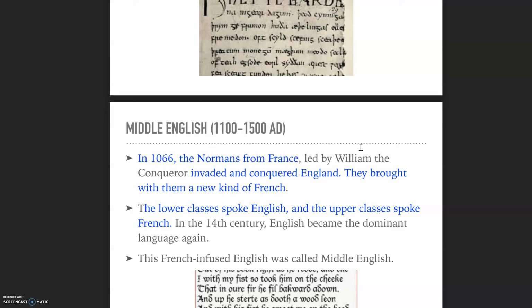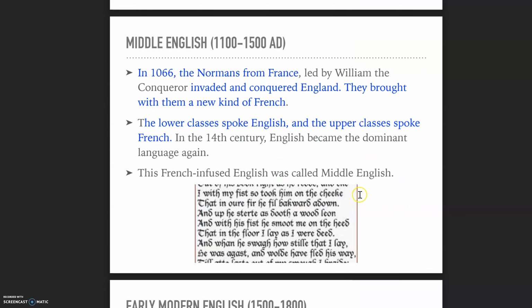the upper class did. So in the 14th century, moving forward, English became the dominant language again, and we'll talk about when that happened when we look at the Canterbury Tales in a few days. So the lower classes spoke English, the upper classes spoke French, and this French-infused blend of English, we called Middle English.